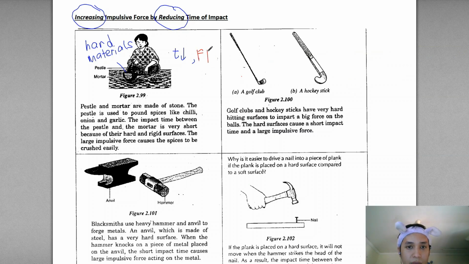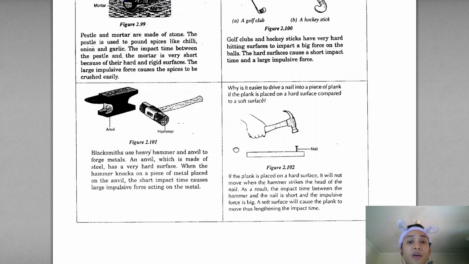Okay, let me just write this. Impulsive force will be higher. The other examples are golf clubs or your badminton rackets. There's a reason why they tie the strings of your badminton rackets at a certain tension. It cannot be too soft because when it's too soft, you are not going to produce enough impulsive force. It needs to be hard enough to be able to hit the shuttlecock. So these are conditions whereby you need to increase the impulsive force by reducing the time of impact.